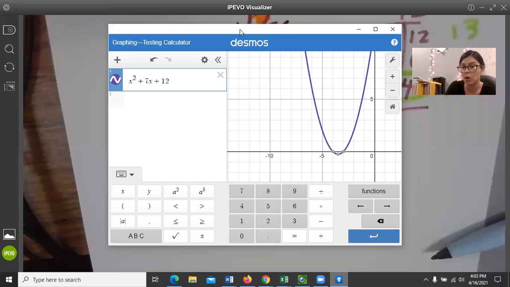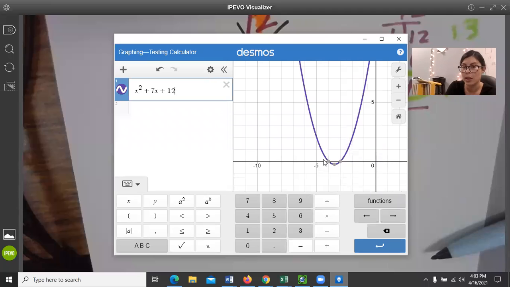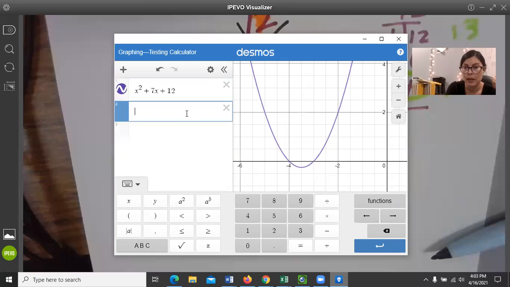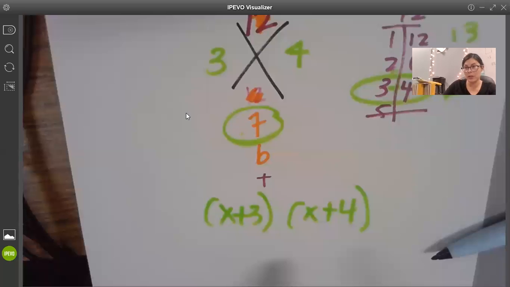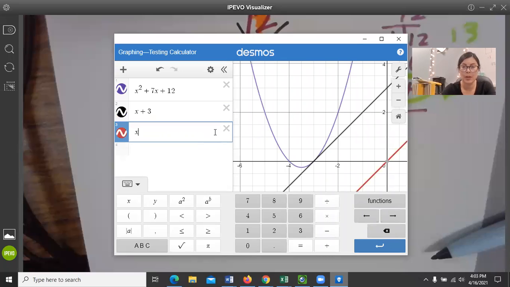So you're going to put those in the graphing calculator, and they're supposed to cross through here. If they don't, then I did something wrong. You type this in right here, and then did I do it correctly or not? Let's see, x plus 3 goes through right there. X plus 4 goes right there. So yes, I did it correctly.